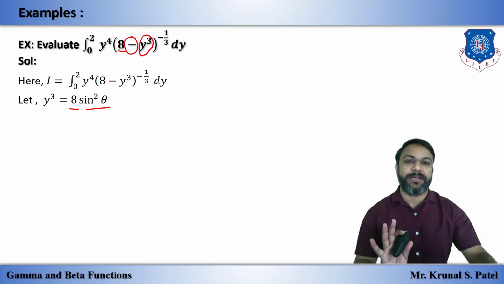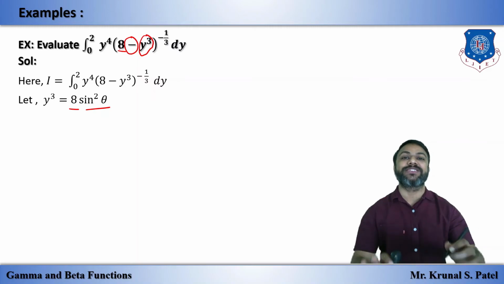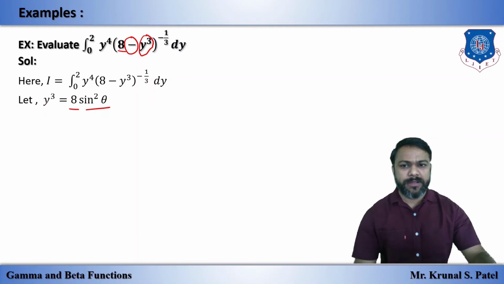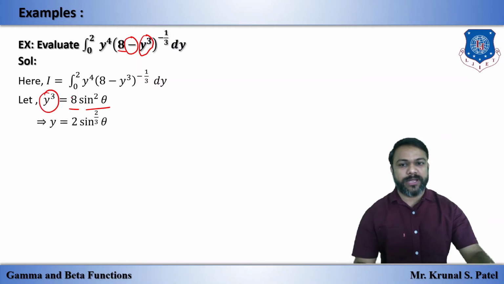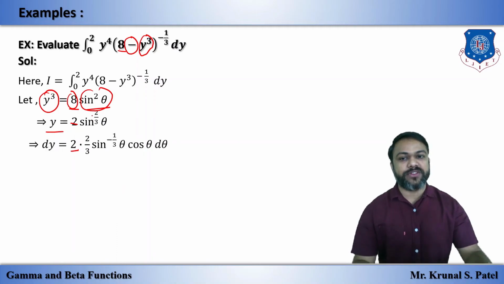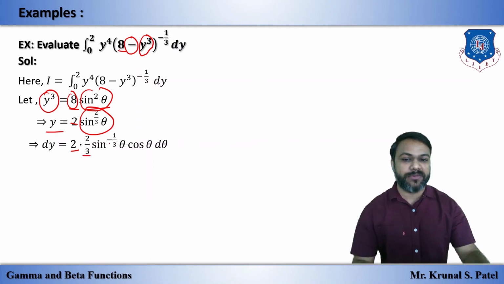This is the concept, this is the logic that you have to remember, so you can solve each and every example. Then after that, the process is the same. Make y the subject, so take the cube root on both sides. Cube root of 8 is 2 and cube root of sine square theta is sine raised to 2 by 3. Now differentiation of y is dy: 2 as it is. Differentiation of sine raised to 2 by 3 is 2 by 3 sine raised to 2 by 3 minus 1, so it is minus 1 by 3. And differentiation of sine is cos theta.